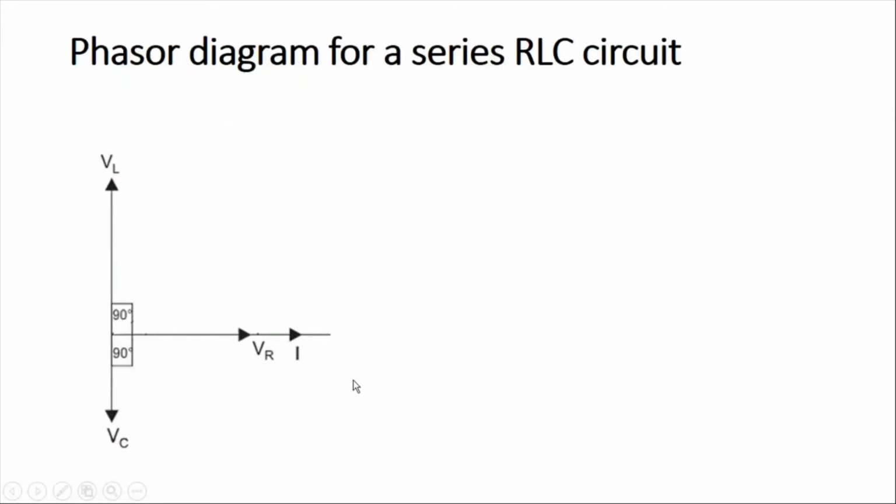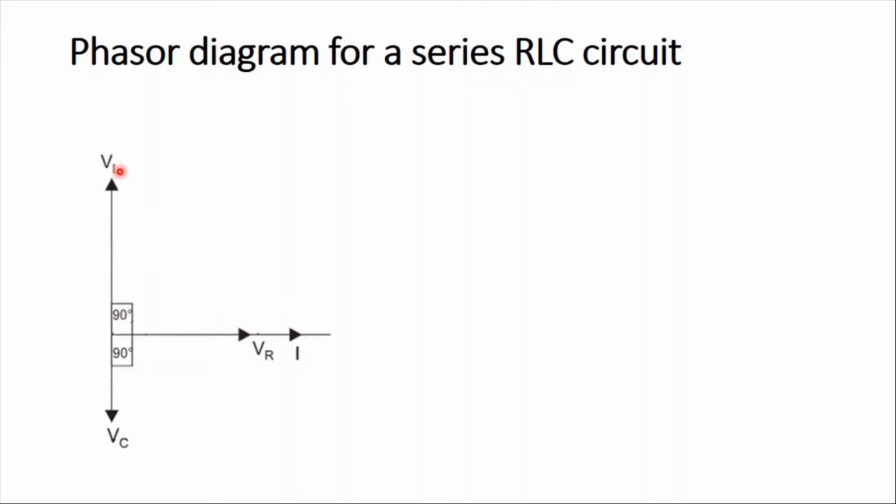Now, to understand the RLC circuits, we are going to look at the phasor diagram. This phasor diagram comes from the previous reasoning. As I said, the current and the voltage of the resistor are in phase. There is no difference between them. I'm going to represent the voltage of the resistor and the current on the x-axis.